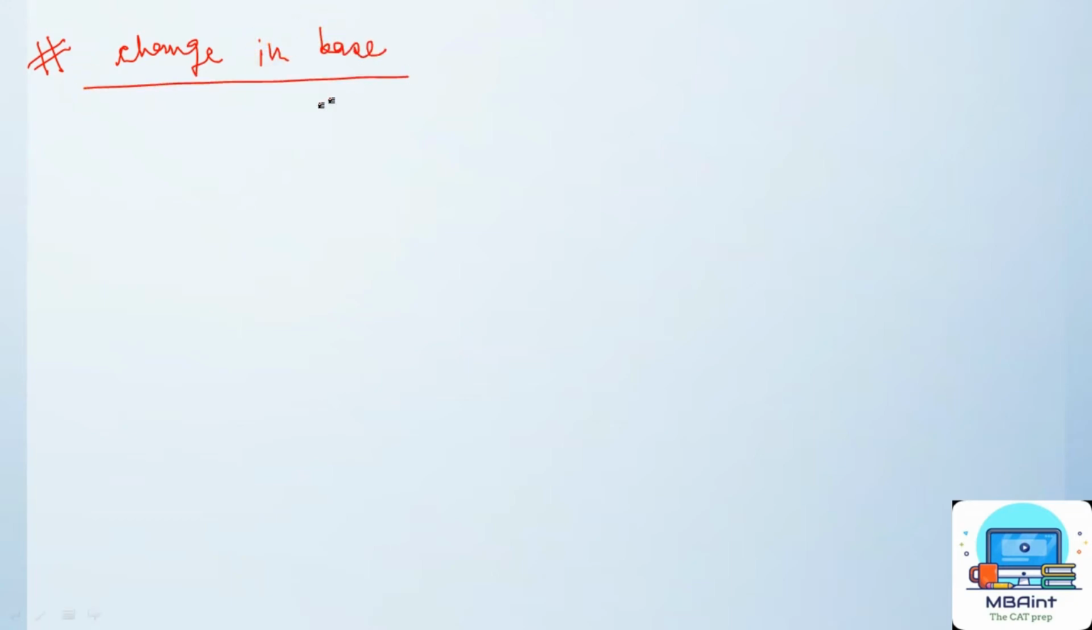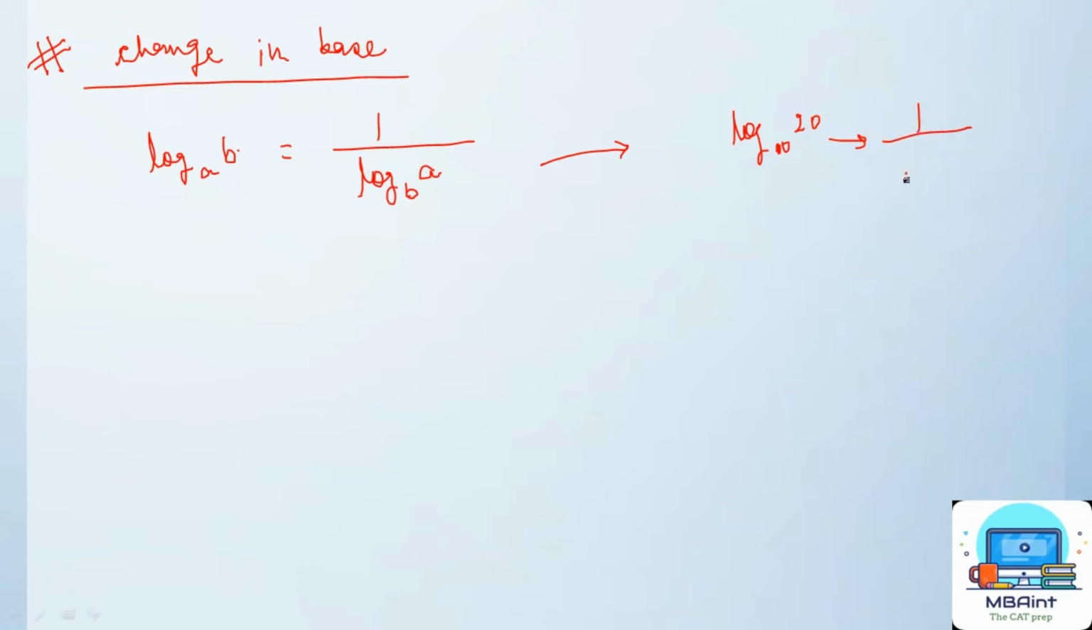Let's see here. If you have a log with base a and value b, you can change the base. How can you do that? If you want to take this in the denominator, the base becomes the value and the value becomes the base. As an example, if I have log base 10 and the value is 20, and you want to take this in the denominator, this gets reversed: log base 20 and the value is going to be 10, right? I hope you guys can relate now.